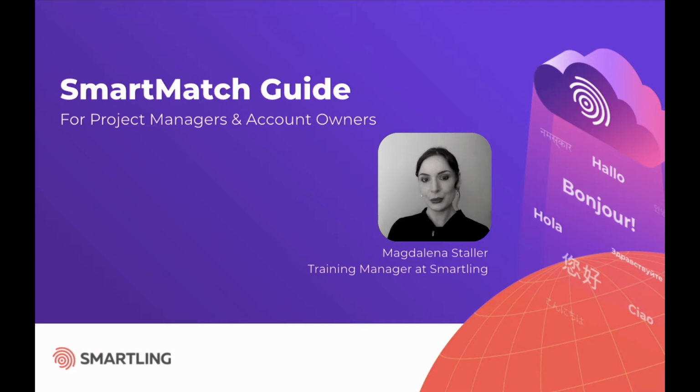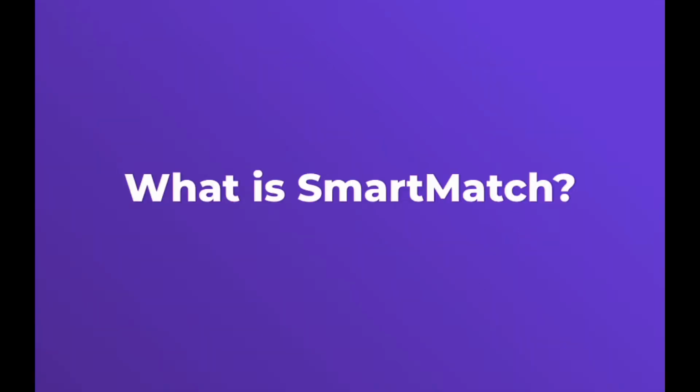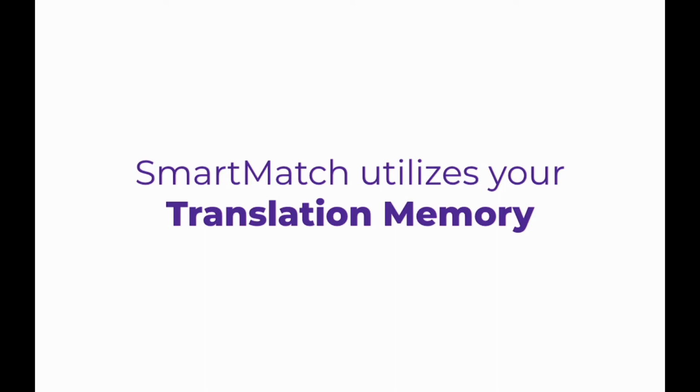In this video, we will discuss what SmartMatch is, how it works, and how you can use it to optimize your translation process. SmartMatch is a feature that is unique to Smartling and that can help you get the most out of your translation management platform. Before we dive right in, let's take a look at the concept of a translation memory, which is at the core of our SmartMatch feature.